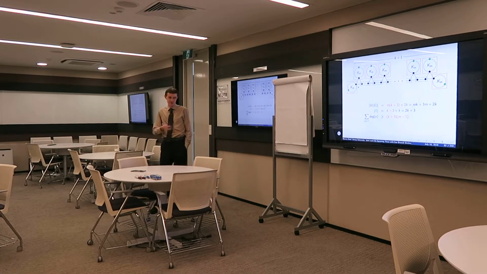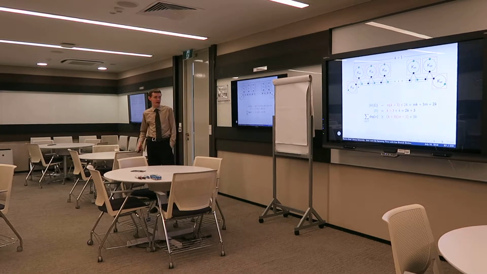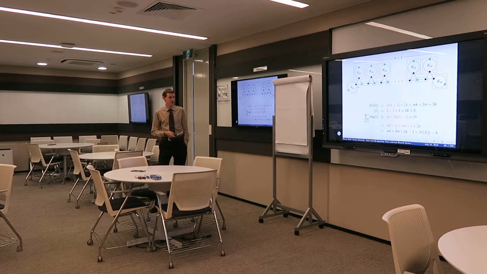As for the blue boxes, they're all the same. They've all got degree 3, so as long as we keep them not adjacent, that is going to add up to 3k. And so we do some algebra, and it turns out to be v of g minus 3, like what the conjecture said.